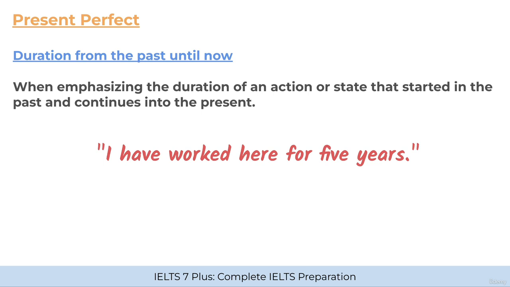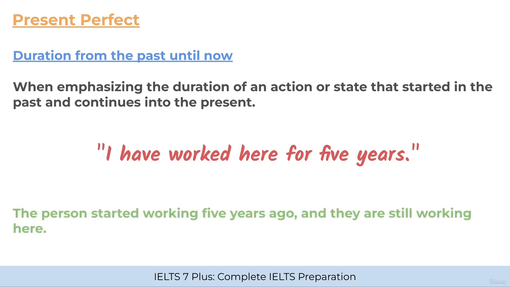I have worked here for 5 years. So what do we gather from this sentence? Well, the subject, I, is still working here as far as we know. We're just thinking about the time frame up until the present here. So 5 years ago, this person started working and they are still working. So that connection's a bit clearer here to the present.